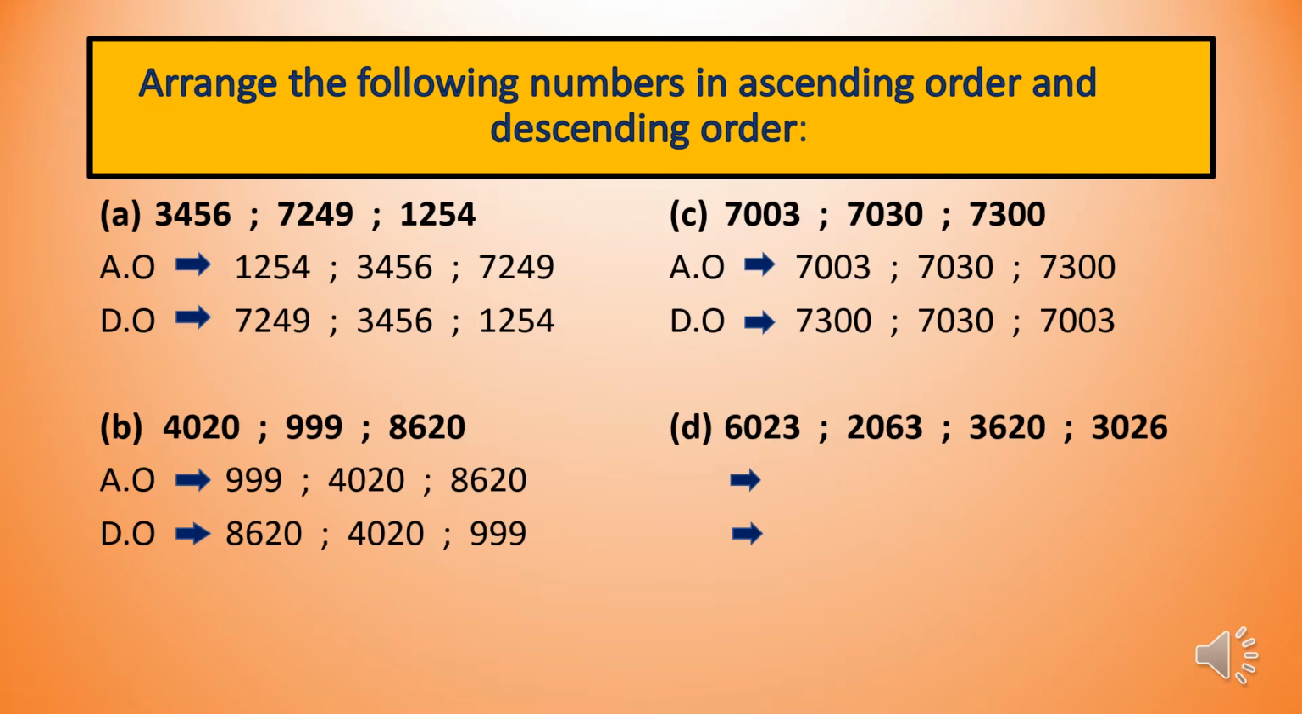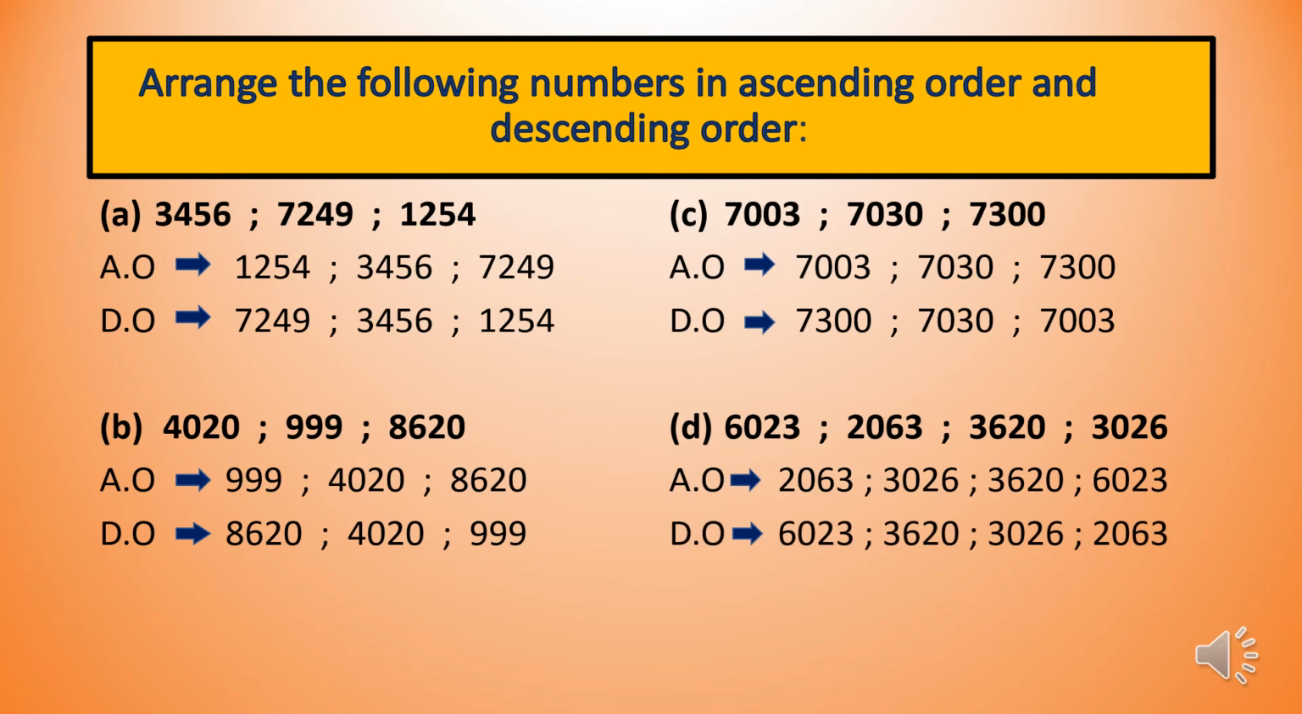In the last example, you will see that we have numbers like 6023, 2063, 3620, 3026. All four numbers are 4-digit numbers. So for comparison, we have to check the thousands place. So the ascending order goes as 2063, 3026, 3620, 6023. And the descending order will be 6023, 3620, 3026, 2063.